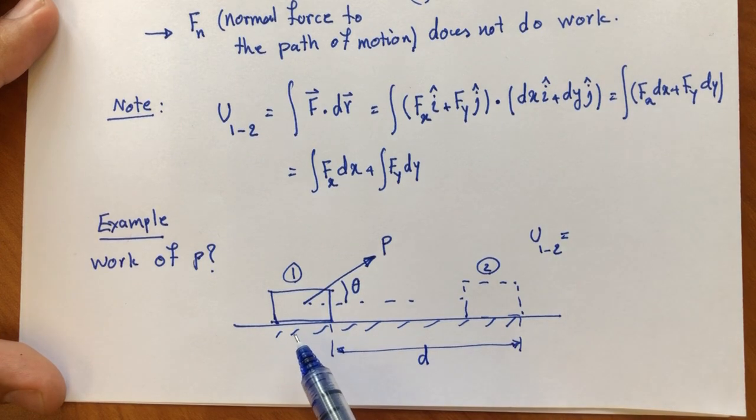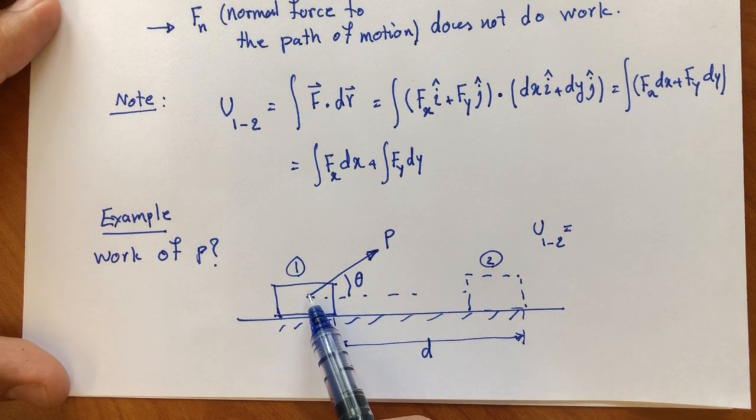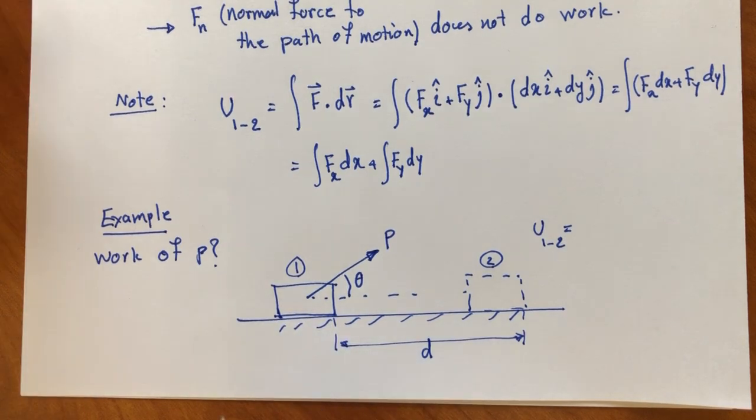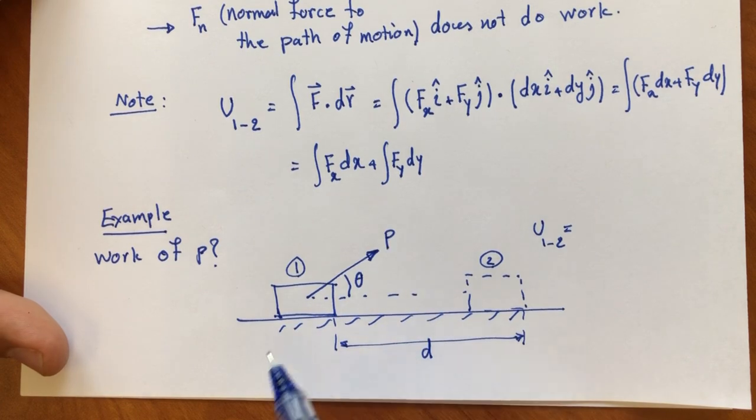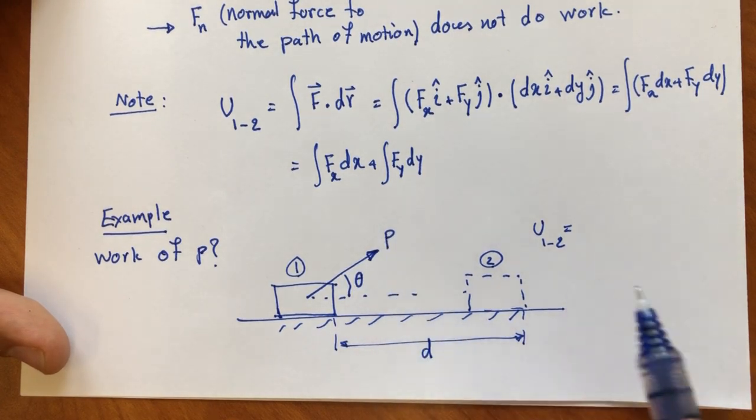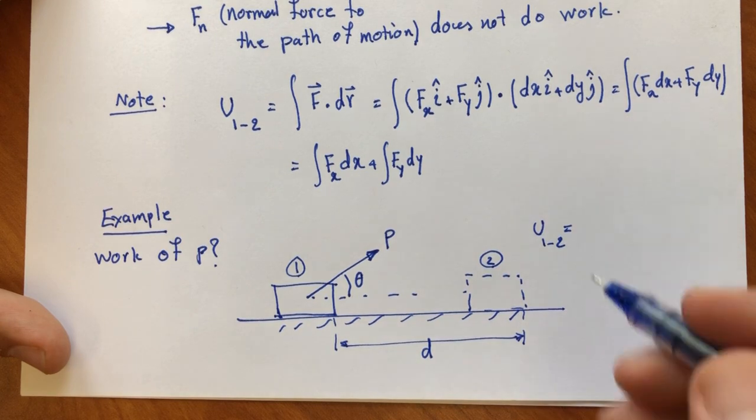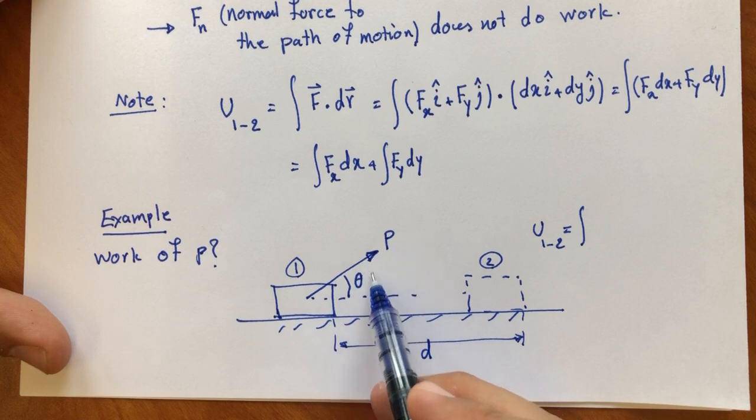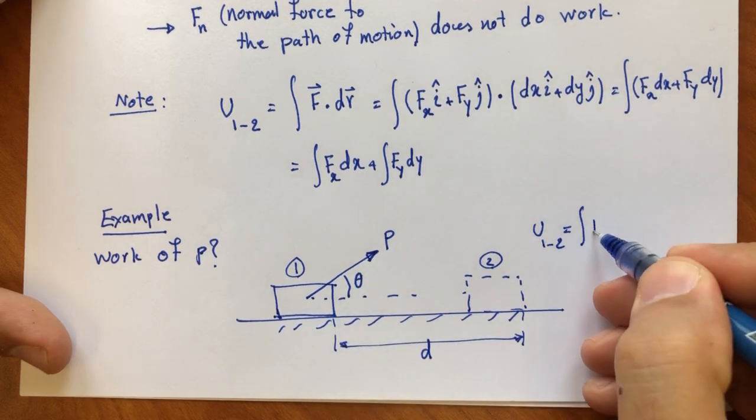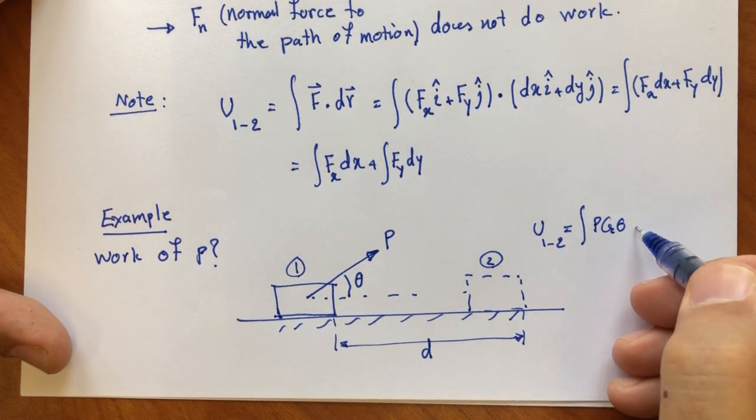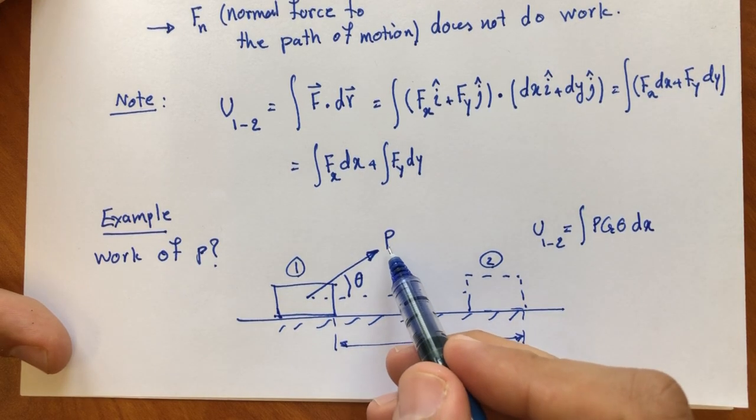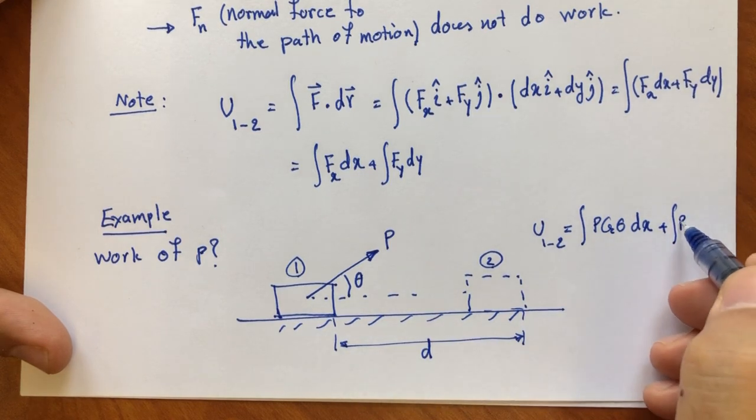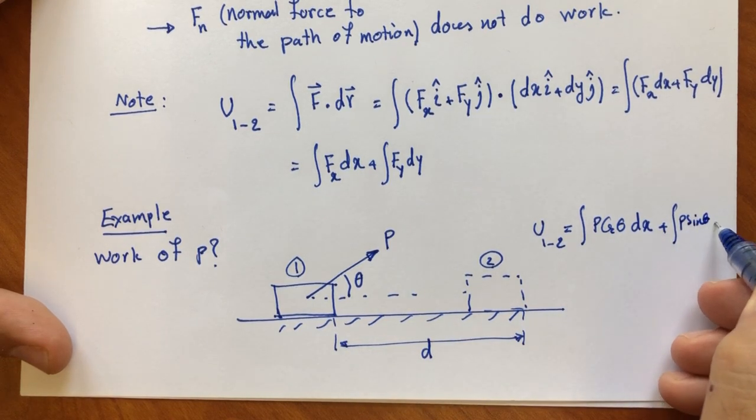We have other forces here, right? We can have friction, we can have gravitational force. I'm not talking about those forces. We can calculate the work of those forces separately. Here we are talking about just this force. I want to calculate the work of only P. Based on the equation that we just derived, it's going to be equal to the integral of the force in the x direction, which is P cosine of theta, times dx. And I'm assuming P is constant, it's not changing, plus force in the y direction, which is P times sine of theta, times dy.